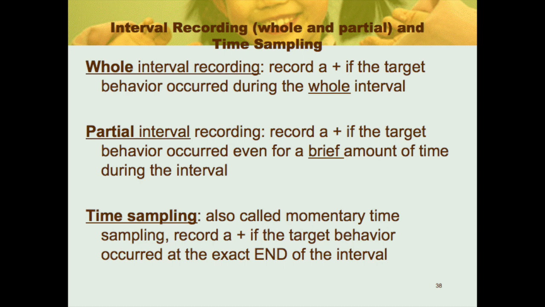With time sampling or momentary time sampling, you record that the behavior occurred if it happened at the very end of the interval. So let's say you have 2-minute intervals. If right when it hits 120 seconds, you look up, and if the behavior is occurring, you mark it, and if it isn't, you mark that it was not. So the behavior could be occurring for the entire interval, but if it stops right at the end, you would still write that it was not occurring.